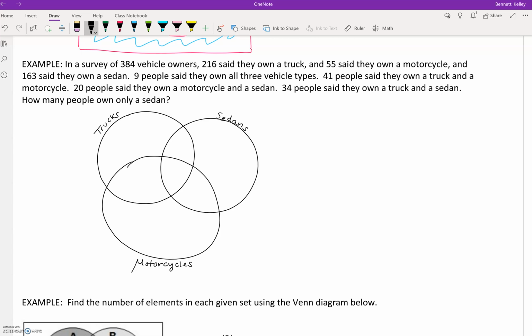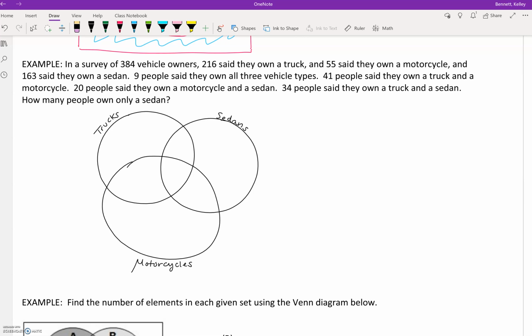So now what I want to do is start filling in what I know. We know that 216 said they own a truck. If I were to write 216 right here, that's not correct, because in this region it says only truck. You could own a truck by itself, or a truck and a sedan only, or a truck, a sedan, and a motorcycle, or only a truck and a motorcycle. All four of those regions come together and add up to the 216. So you have to figure out what each one of those is going to be.